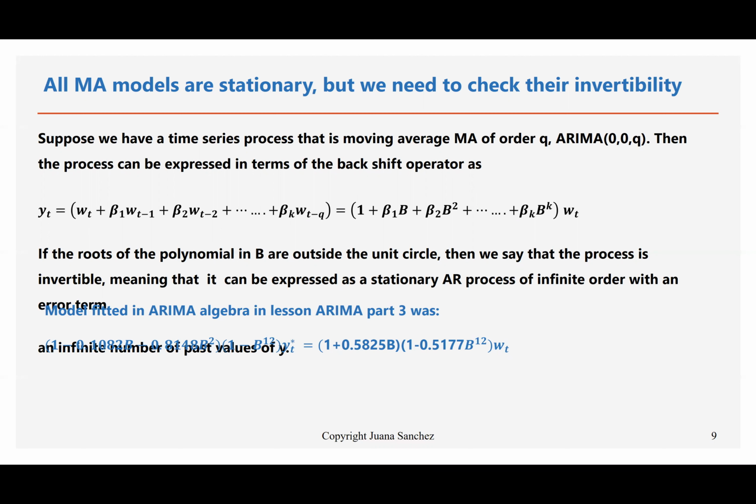So if the roots of this polynomial are outside the unit circle, okay, we say that the process is invertible. And that means that it can be expressed as a stationary AR process of infinite order. And I hope you ignore these blue letters here. They should have been removed, okay?